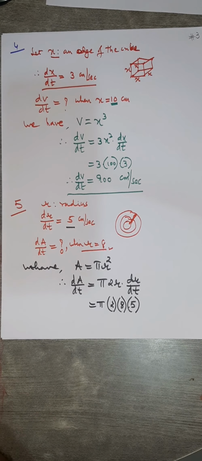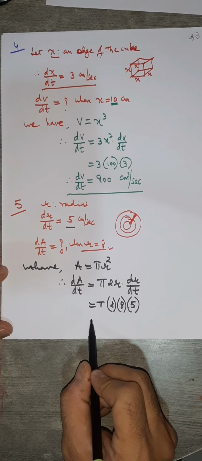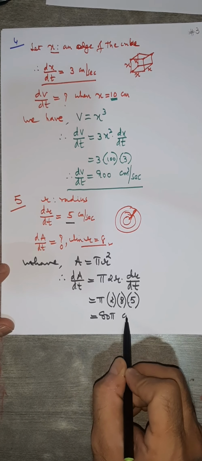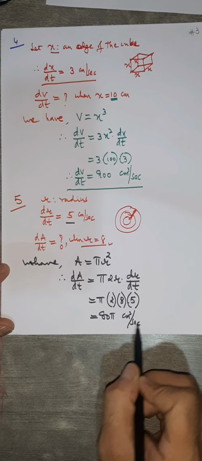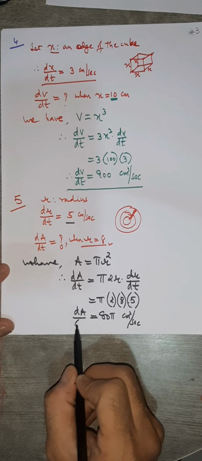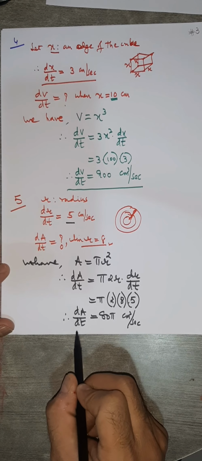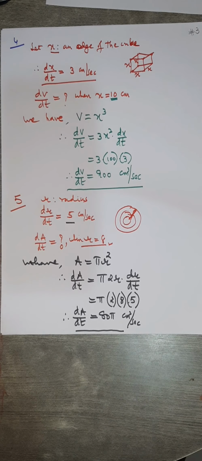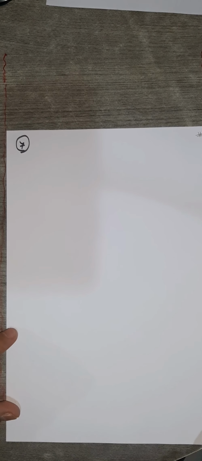So finally you will get the required change in the area, that is nothing but 80 pi, which you can write as centimeter square per second. Increase in the area or change in the area with respect to time, 80 pi centimeter square per second. Okay, the 6th I'll leave it for you.